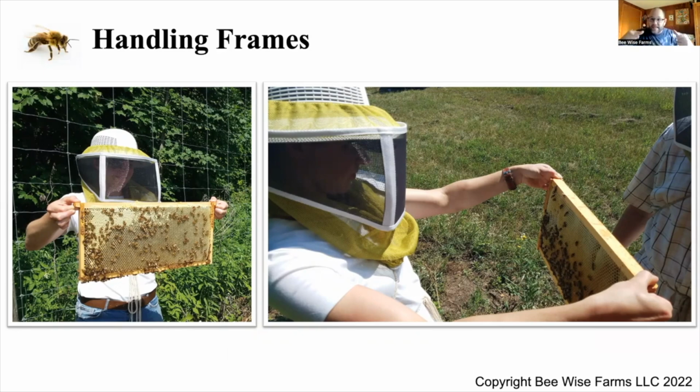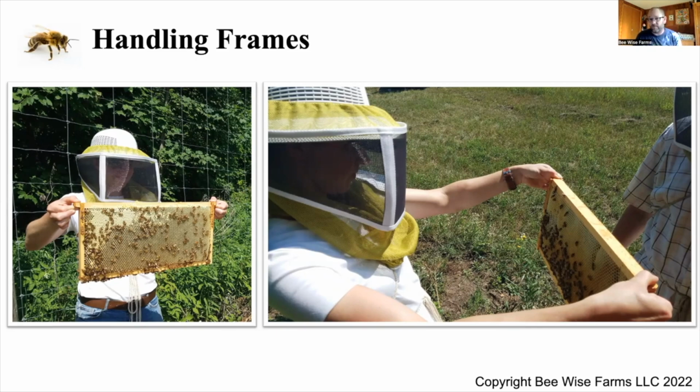And what that does is that gives you a whole frame's worth of room to be able to, when you're working the frames, pull the frame back from the next frame. Give yourself some space and then pull it out. And then you don't have the two frames rubbing against each other as you're pulling frames out. This is how you don't crush bees, is you give them a little space when you're pulling things out.